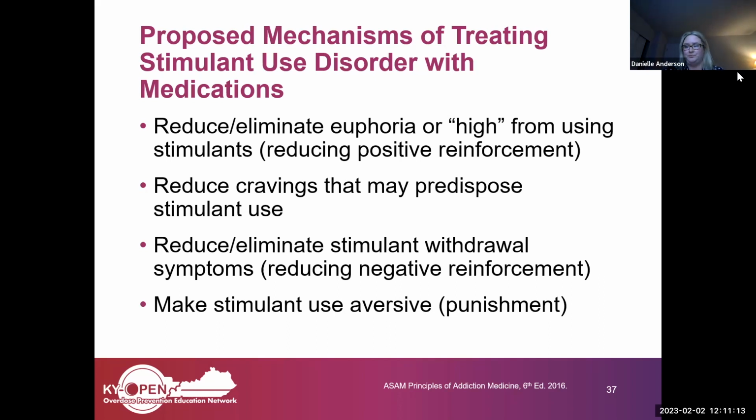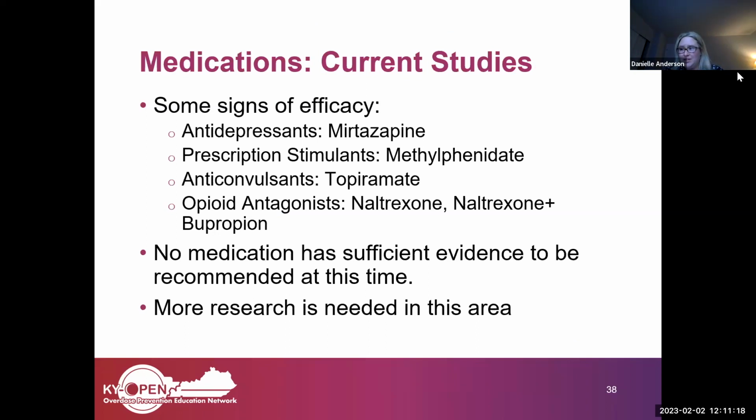So research into medications for stimulant use disorder has been pretty disappointing. I think we've seen that even as the rates of overdose and rates of use have increased. Some medications have been studied showing some modest efficacy for treatment of specific groups or certain disorders. So mirtazapine, which is an antidepressant, has been used to treat methamphetamine use and dependence in a population of men who have sex with men.